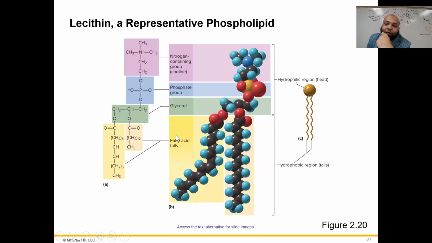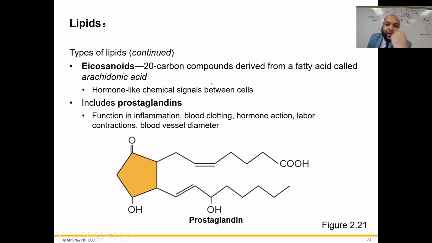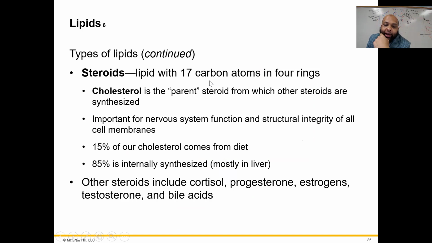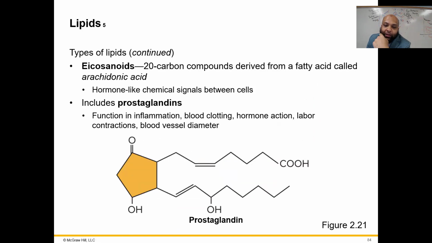So the phospholipids, they are amphipathic. On their head, they have a choline group and a phosphate, and they have the glycerol. So they have a polar head and a hydrophobic tail.